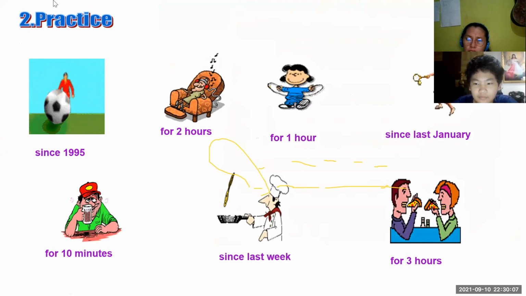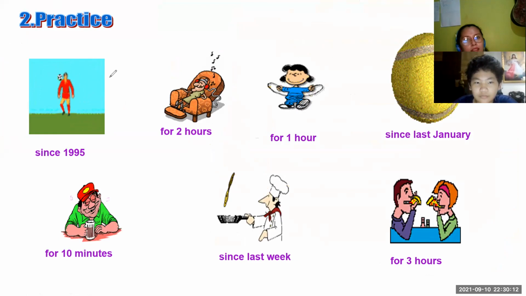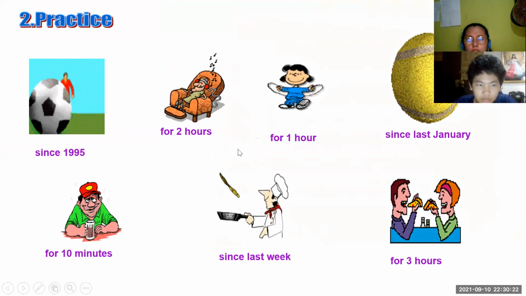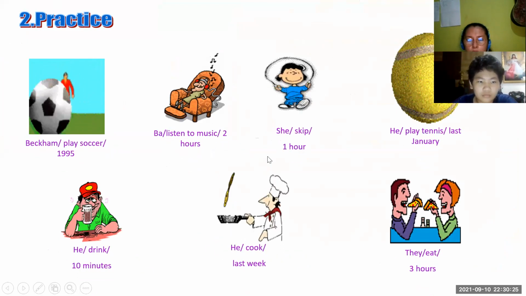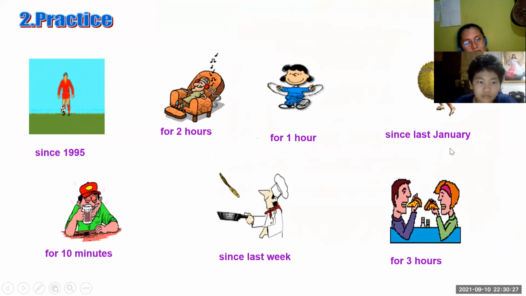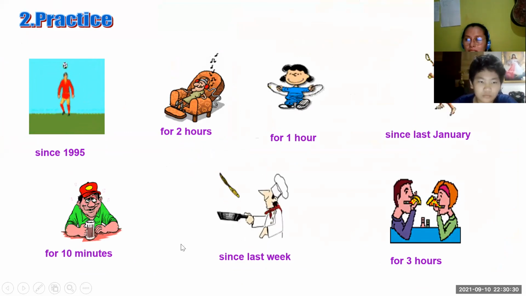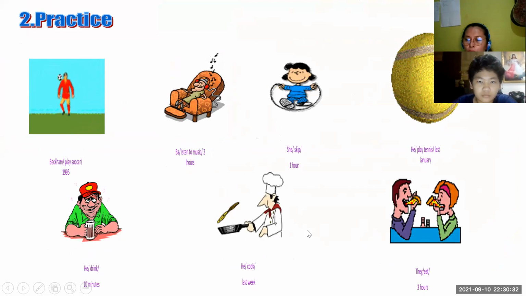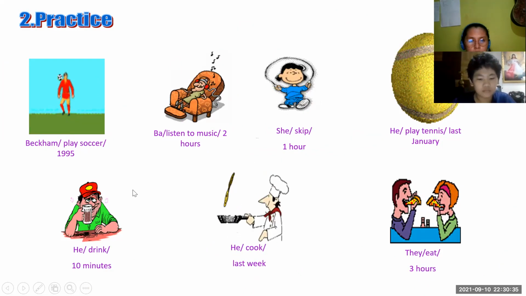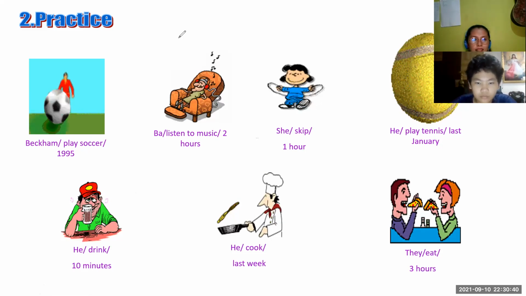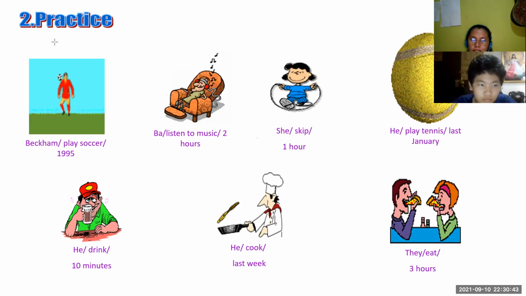So let's have some practice here before we start. For practice one: since 1995, for 2 hours, for 1 hour, since last week, since last January, for 10 minutes, since last week, for 3 hours. Those are some. Can you make a sentence using those words here?